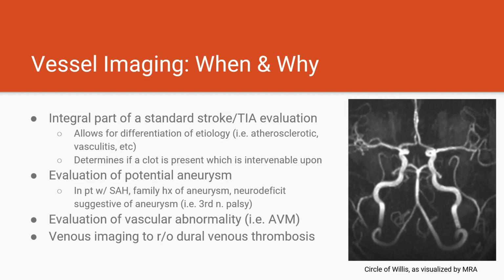Beyond this, though, it can help you evaluate for aneurysms, for example, in someone who had a subarachnoid hemorrhage, or who has a neuro deficit like a third nerve palsy suggestive of an aneurysm. It can help you look for vascular abnormalities, things like AVMs, venous thrombosis, stuff like that. So it's really great testing.